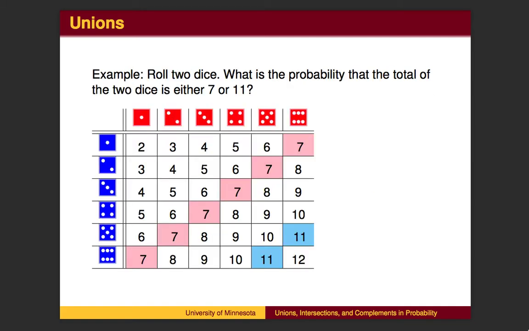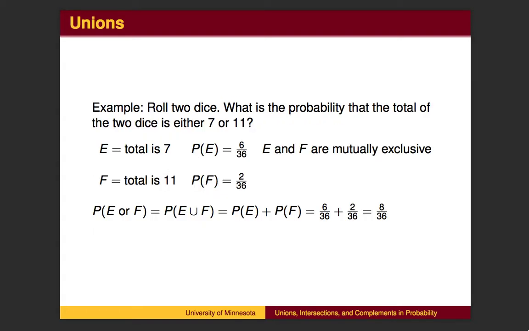Here is a visual of the situation. There are 6 occurrences of a total of 7, shaded in pink, and 2 occurrences of a total of 11, shaded sky blue, for a total of 8 possibilities out of the total of 36. We merely add the pink and blue boxes together. Formally, the probability of E or F is the probability of E plus the probability of F.